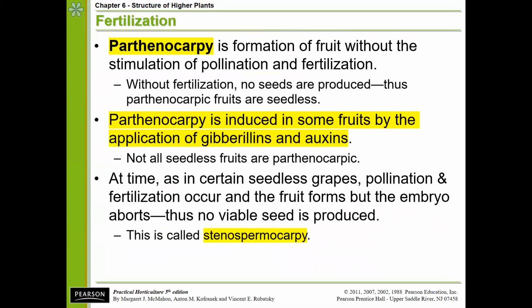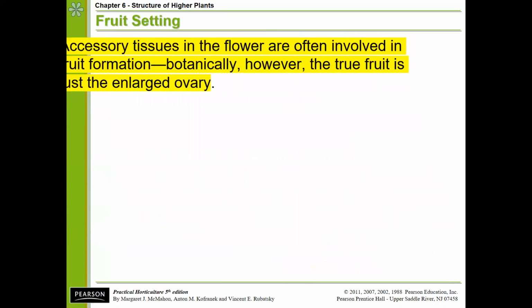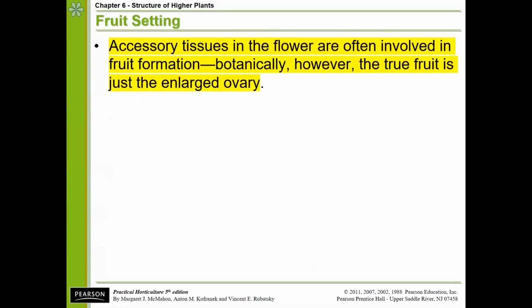And of course, stenospermocarpy, we see that as basically fertilization without the formation of seeds. We get fruit but no seeds, and that's how we get things like seedless grapes. That's a good thing. In particular cases anyway.